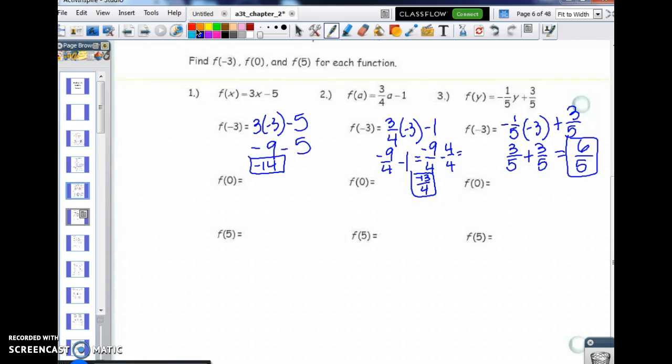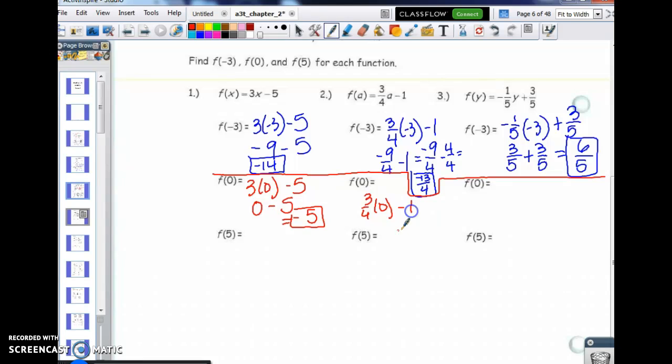Now, some of them went over a little bit of the space. Let's see how we do here. f of 0. 3 times 0 minus 5. Anything times 0 is 0. Minus 5, so it gives me -5. Plugging 0 here, 3 fourths times 0 minus 1. So we get 0 minus 1, which equals -1. Plugging 0 here, -1 fifth times 0 plus 3 fifths. So we get 0 plus 3 fifths, which is 3 fifths.